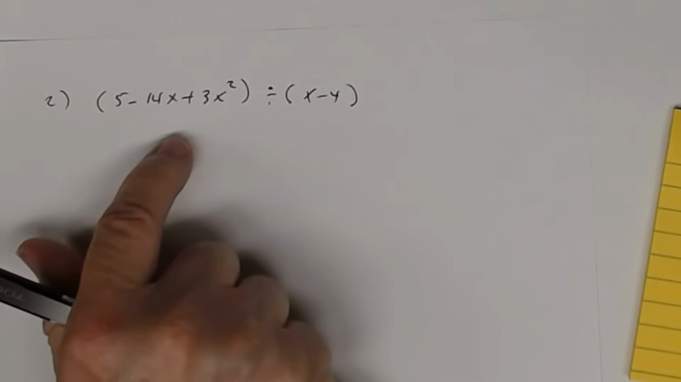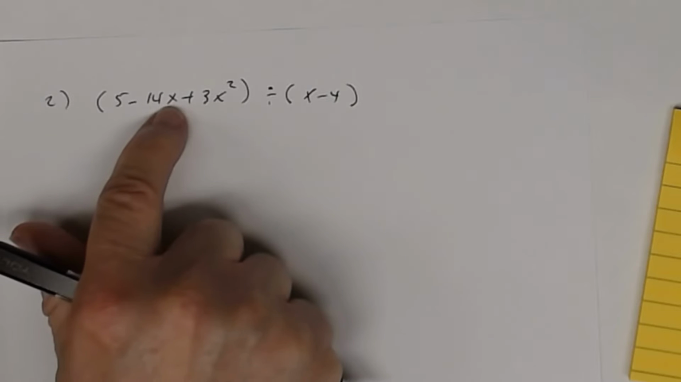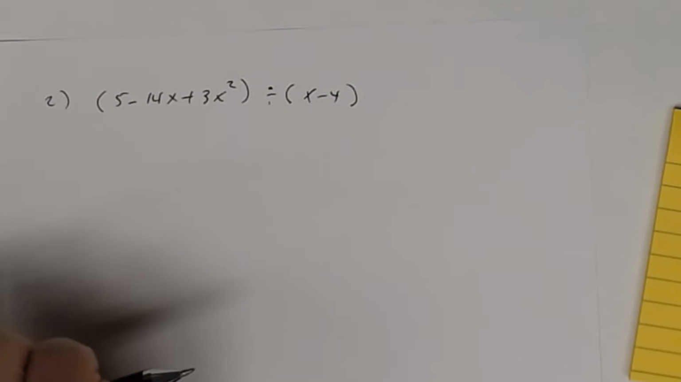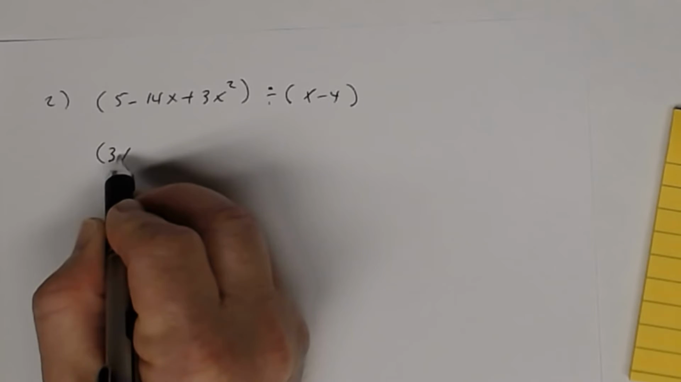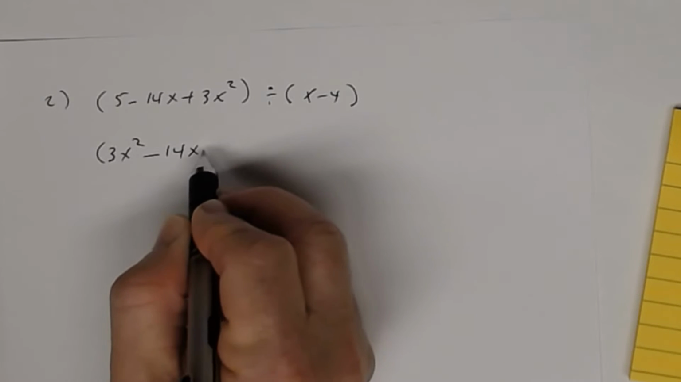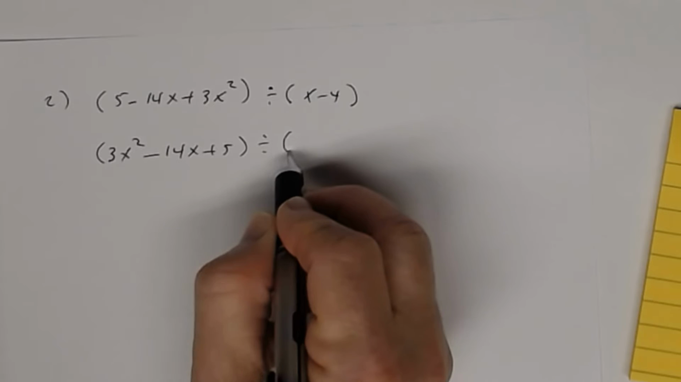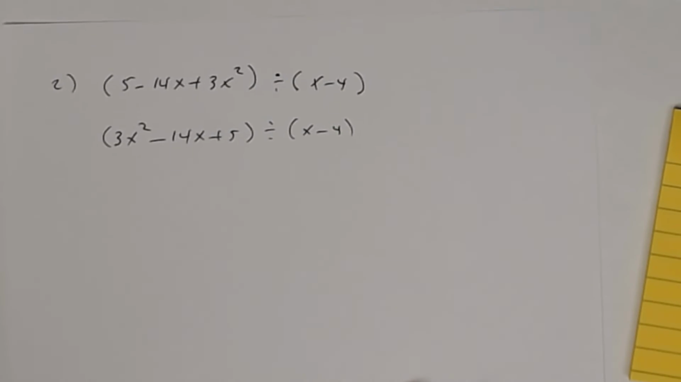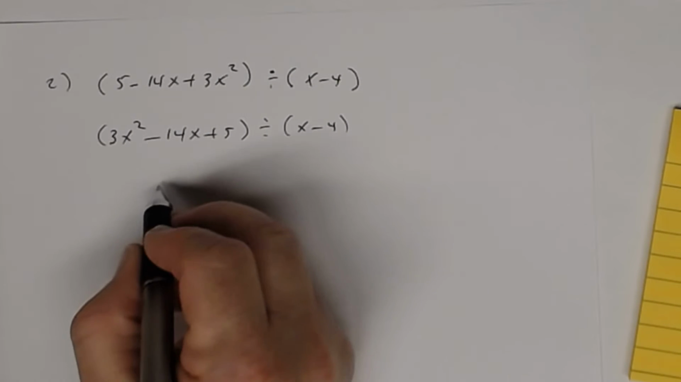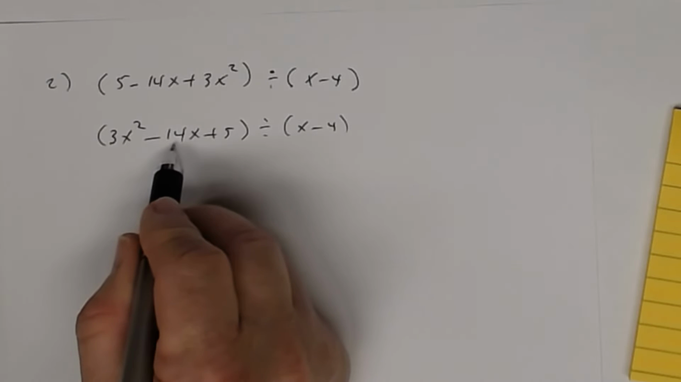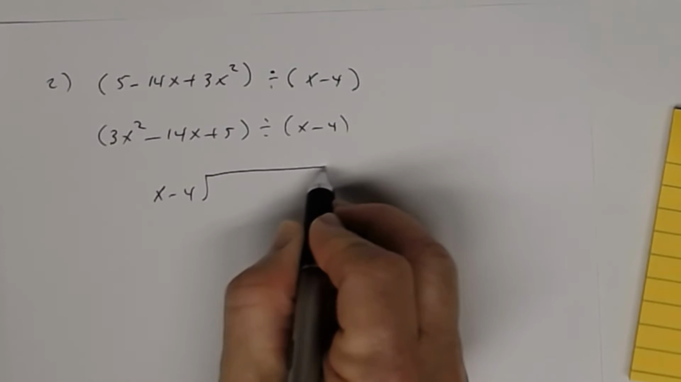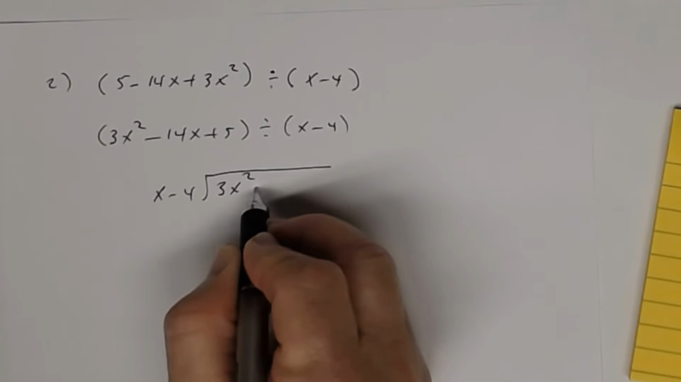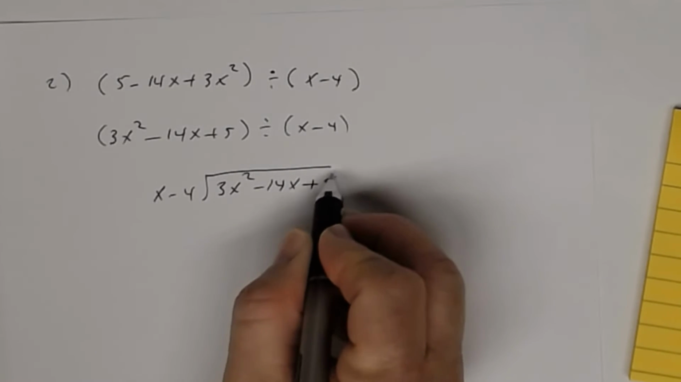I've got to put the x squared term first, the x term second, and the constant last. So I've got to rewrite this. So this right here becomes 3x squared minus 14x plus 5 divided by x minus 4. All right, and so then we do long division. So this is your divisor, this is your dividend. So basically you're saying x minus 4 divided into 3x squared minus 14x plus 5.